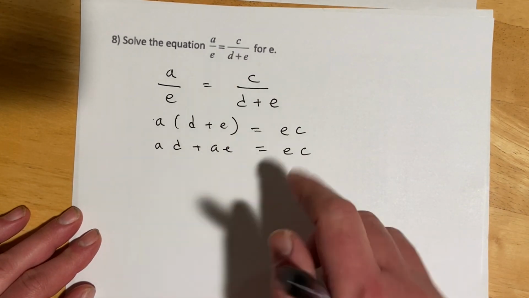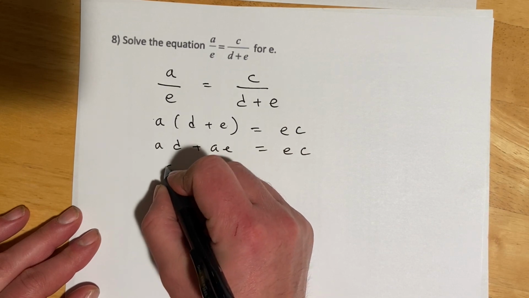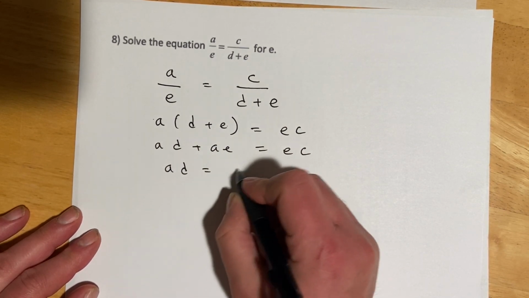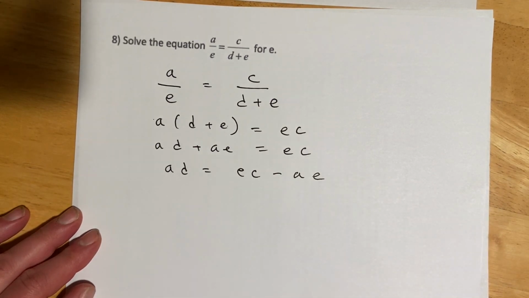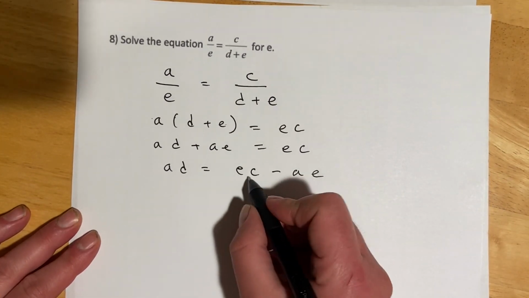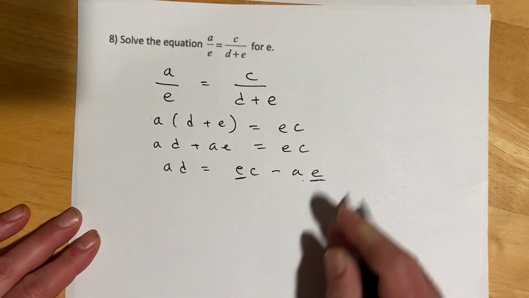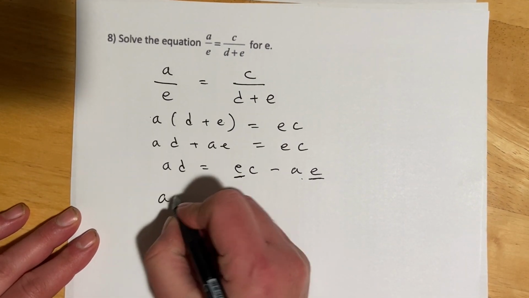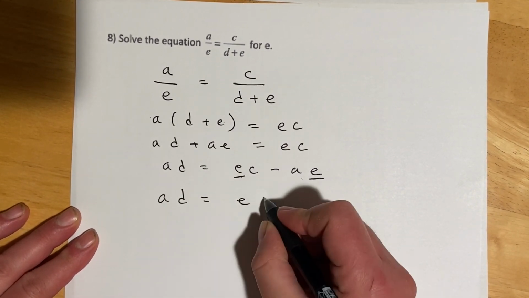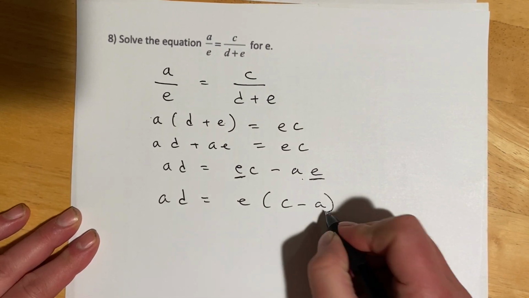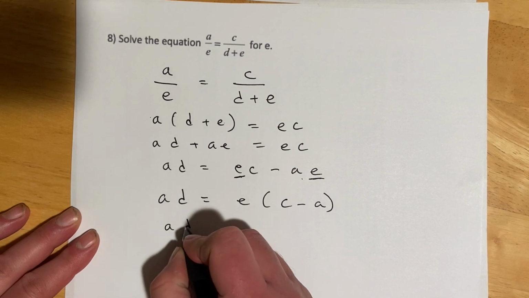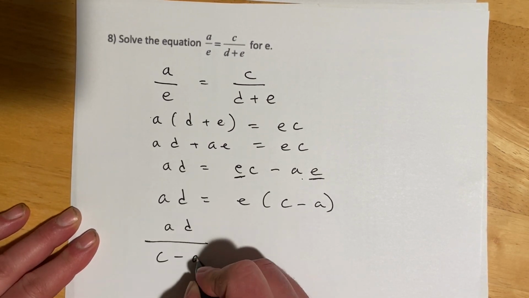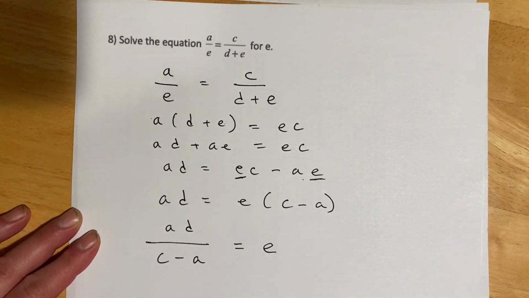We'll bring this over, and AD equals EC minus AE. And then both these have E's in there, so we'll factor that out front. AD equals E times C minus A, and then we can divide that over. So AD over C minus A equals E.